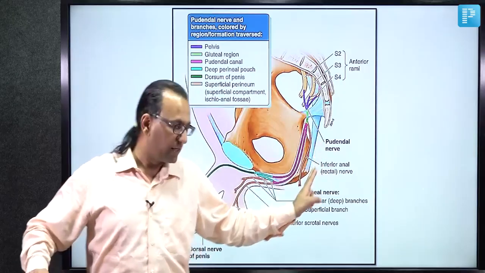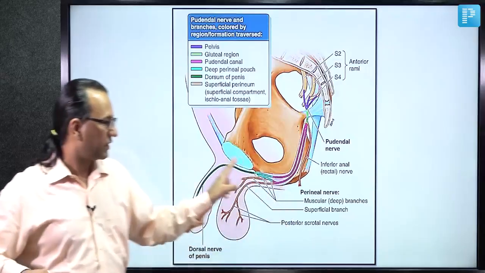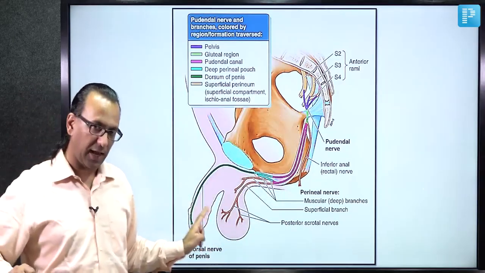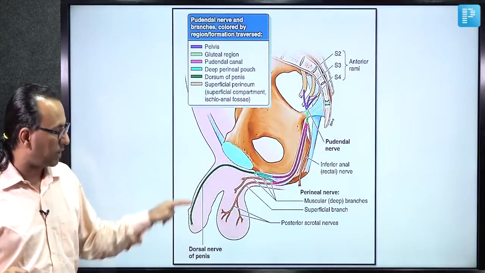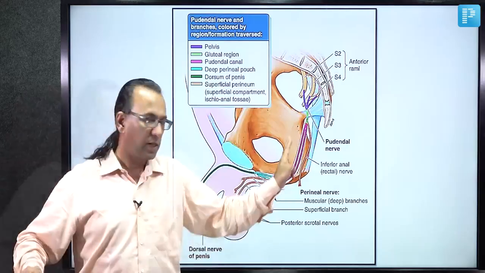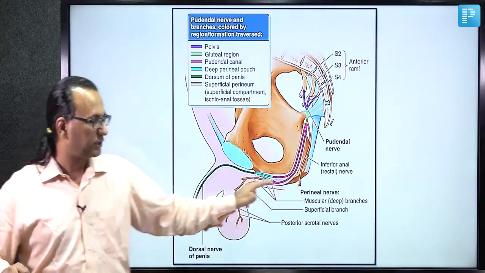Now, this pudendal nerve is giving some branches to supply the perineum, and one of them is the dorsal nerve of the penis, and it is supplying the tip of the penis and the glans penis area. When you are working for circumcision at the tip of the penis, you can block this nerve, dorsal nerve of the penis, a branch of the pudendal nerve. Pudendal nerve is also giving posterior scrotal nerves in the perineum region.